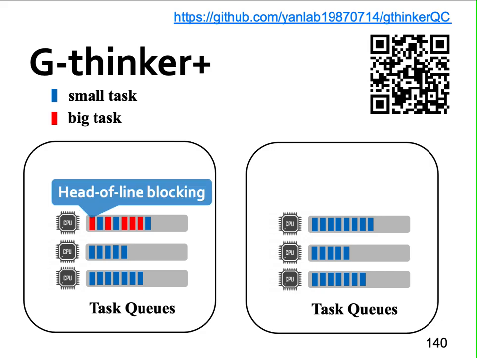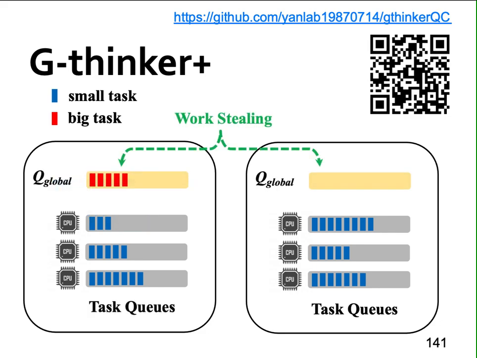Big tasks can be blocked by other big tasks located earlier in the queue, causing head-of-line blocking and the structural problem. In our new Gsynchro, we keep a global task queue for each machine, which is shared by all threads on that machine. The big tasks will be stored in the global task queue.